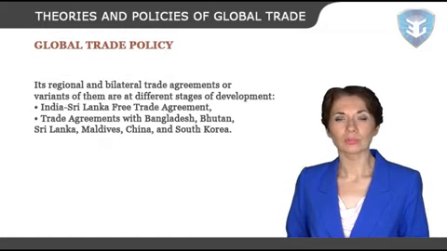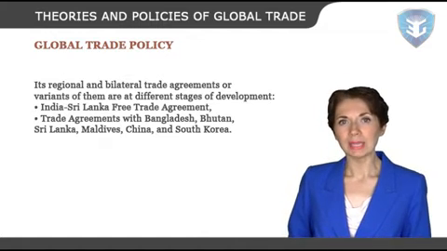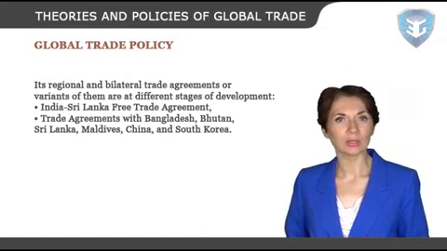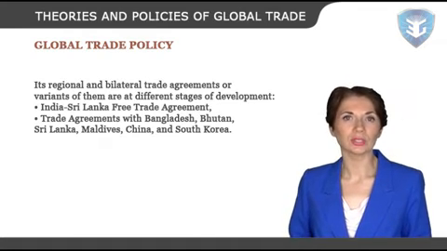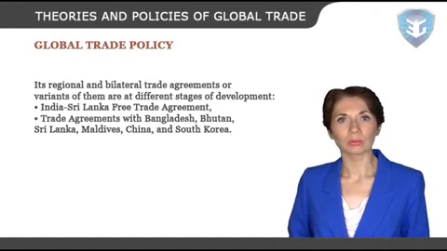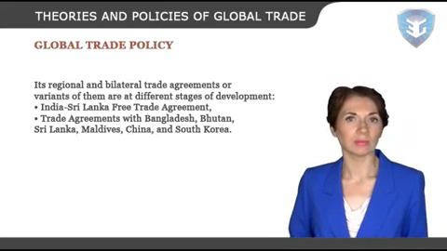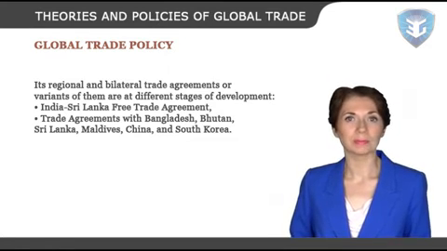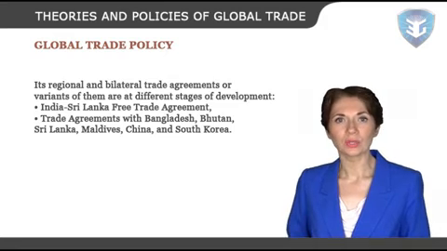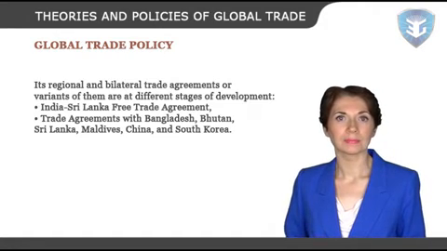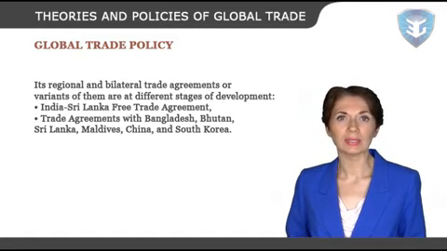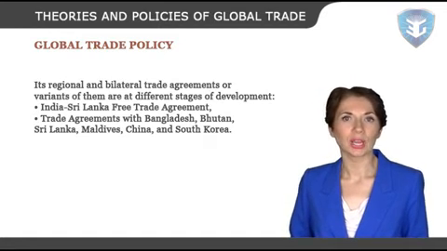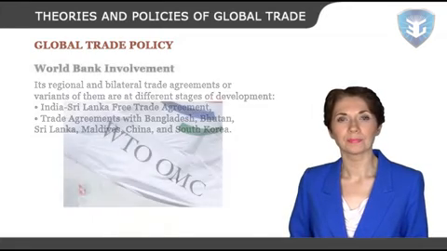Regional and bilateral trade agreements. Many countries have recently signed trade agreements with their neighbors and are seeking new ones with the East Asian countries and the United States. Their regional and bilateral trade agreements, or variants of them, are at different stages of development. India-Sri Lanka Free Trade Agreement. Trade agreements with Bangladesh, Bhutan, Sri Lanka, Maldives, China, and South Korea.